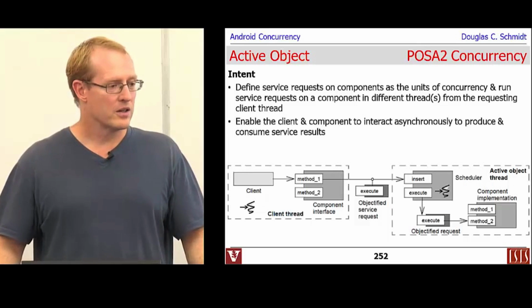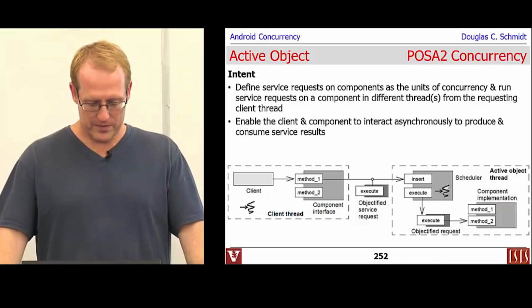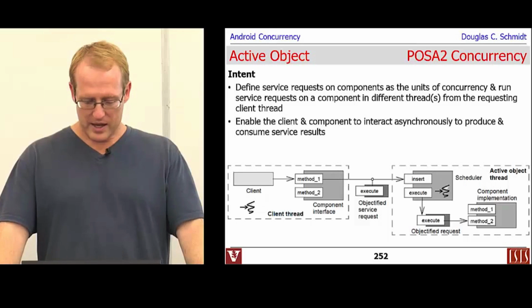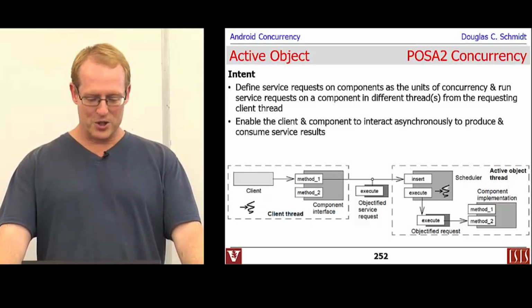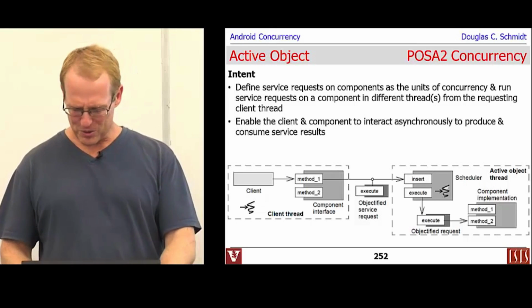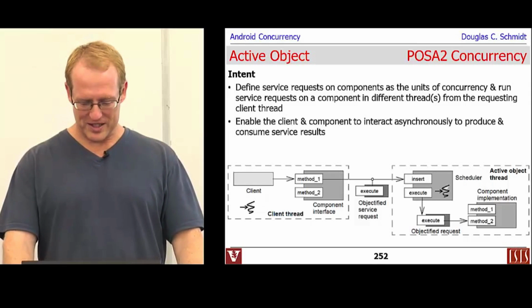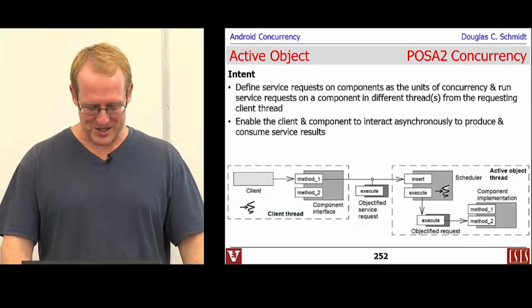Yeah, Sean. In the diagram, you're calling method 1, but method 2 is eventually getting called. Is that...? Oh, that's a good point. It should be method 1 getting called. That's a really good point. I have to fix that. That's actually a typo from somewhere else that I've got to fix.